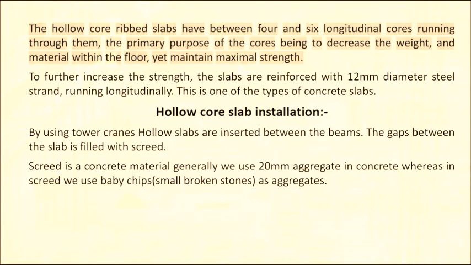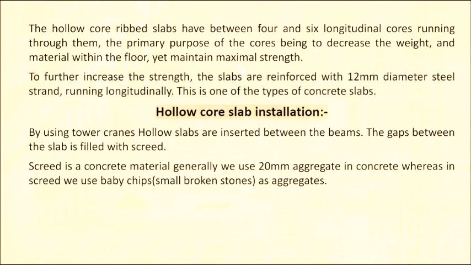The hollow core ribbed slabs have between 4 and 6 longitudinal cores running through them, the primary purpose of the cores being to decrease the weight and material within the floor, yet maintain maximal strength. To further increase the strength, the slabs are reinforced with 12 mm diameter steel strand, running longitudinally. This is one of the types of concrete slabs.